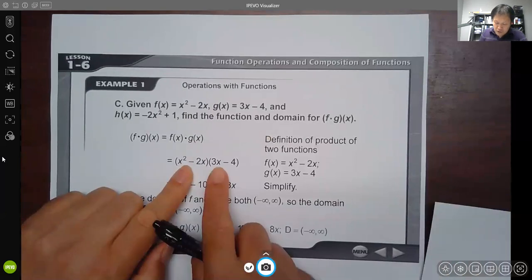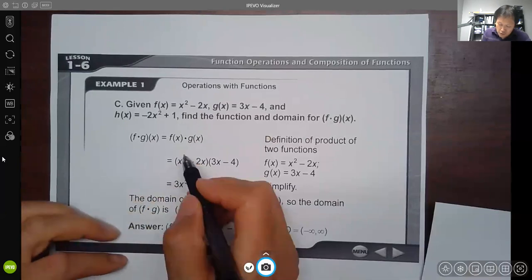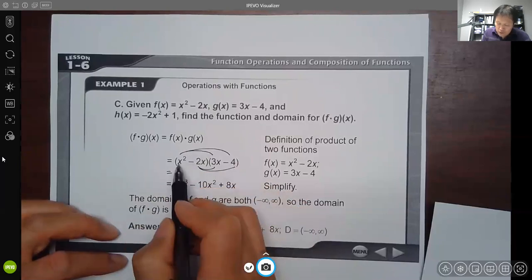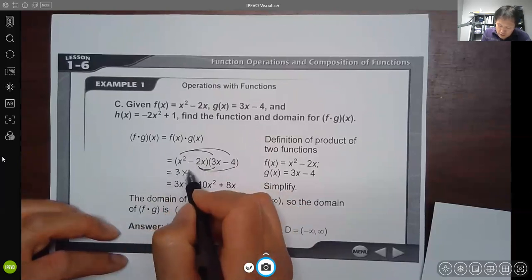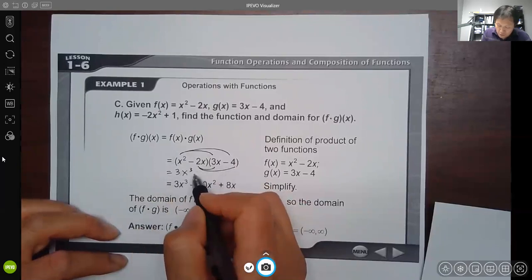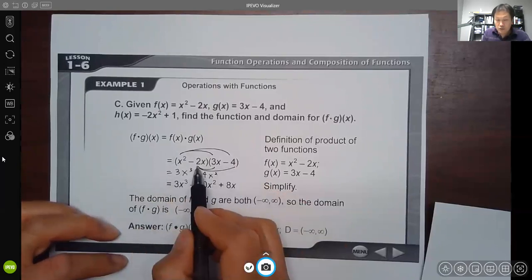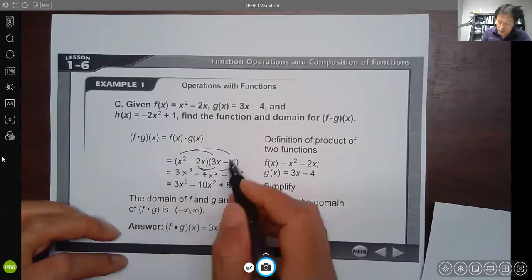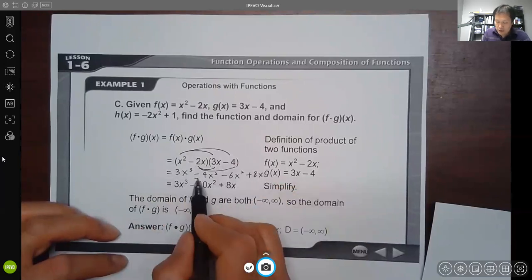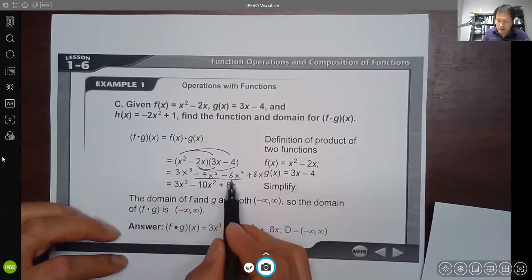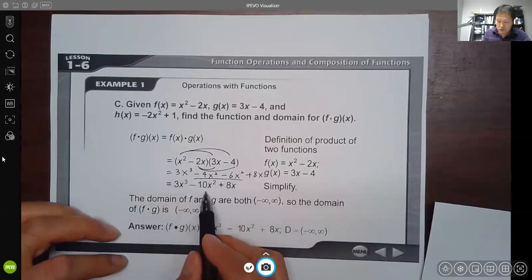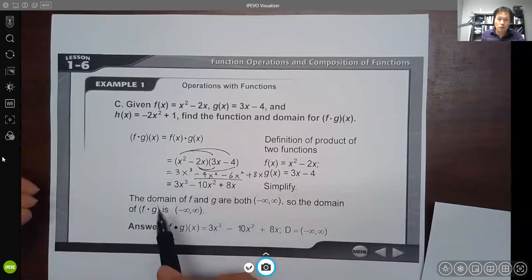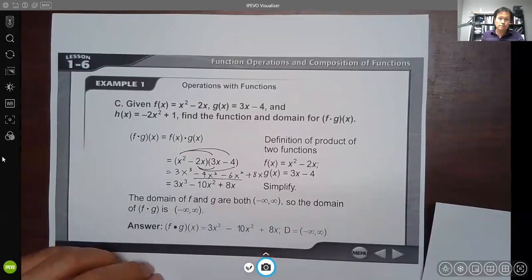So you are multiplying. f times g, parenthesis, parenthesis. This one you're foiling, multiply, multiply. If you do this times this, that should be 3x cubed. x squared times minus 4, minus 4x squared. Minus 2x times 3x, minus 6x squared. Minus 2x times minus 4 is plus 8x. And you're combining like terms: minus 4x squared minus 6x squared is minus 10x squared. Everything else doesn't change. So that's the answer. Domain is again all real numbers, which is minus infinity to infinity.